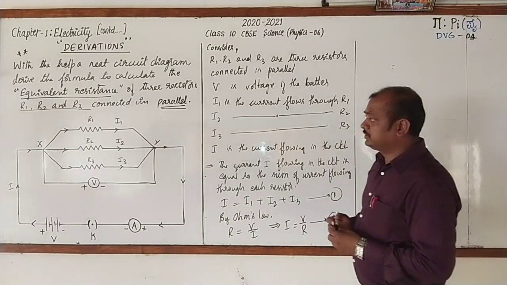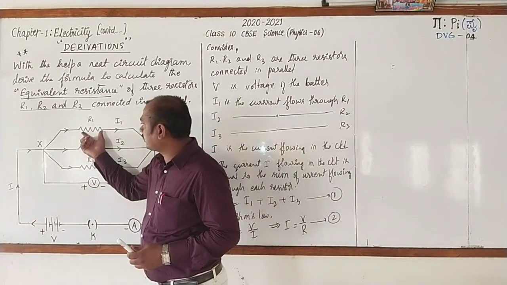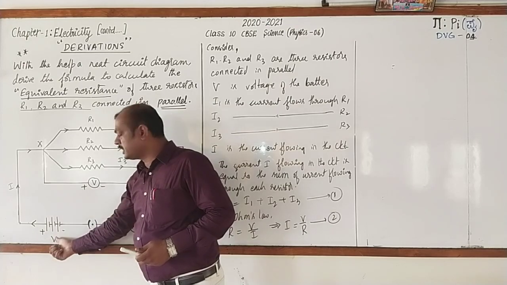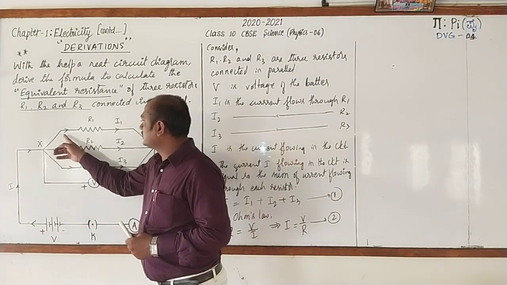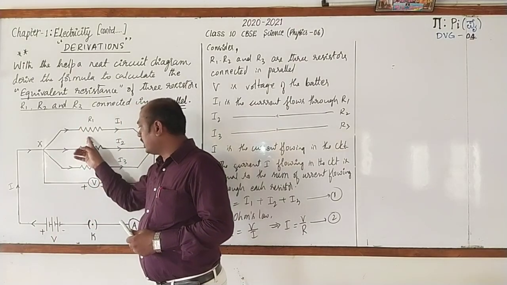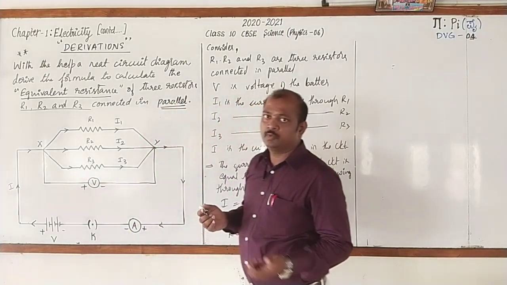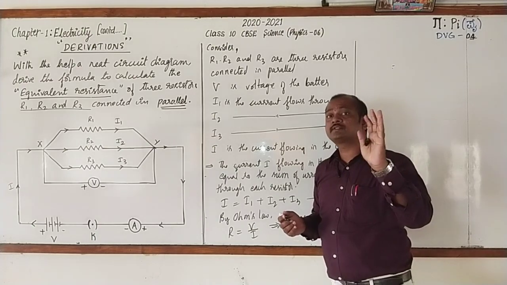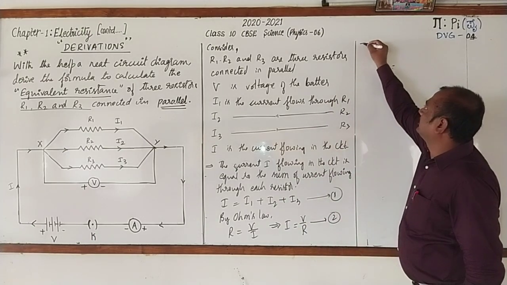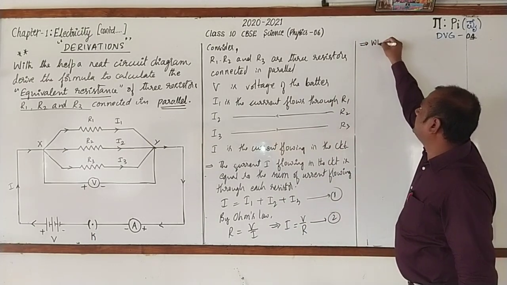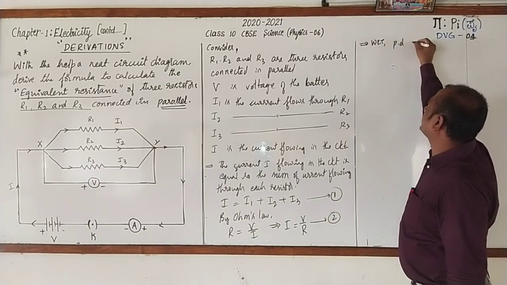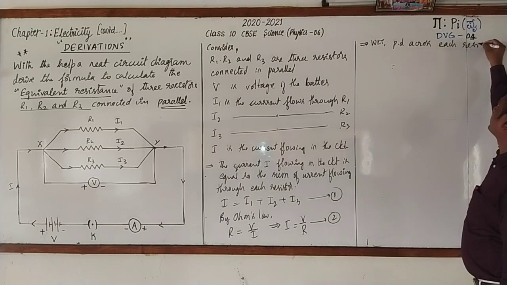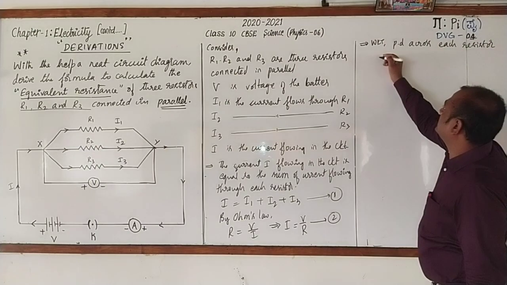And we all know that the potential difference across each resistor is same. That has been taken as V, which is equal to voltage of the battery. Potential difference across R1 is V, R2 is V, R3 is V. Potential difference across each resistor is same. It is also a very important point. We know that potential difference across each resistor is same.